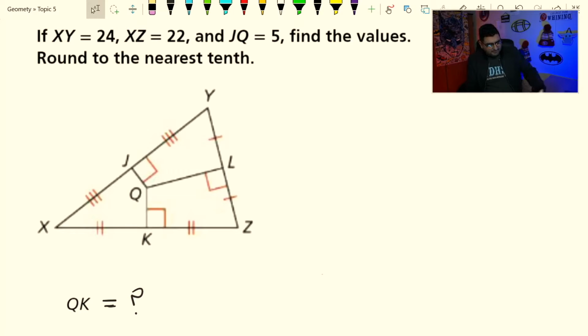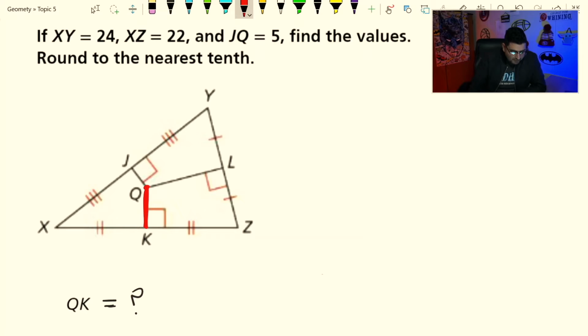Now here they give us our diagram, and they've actually been nice enough to go ahead and label all of our congruent parts. Again, we see point Q in the center is our circumcenter. So let's go ahead and read the question. It says, if XY equals 24 and XZ equals 22 and JQ equals 5, find the value of QK. Round to the nearest tenth. They are looking for this distance from Q to K.